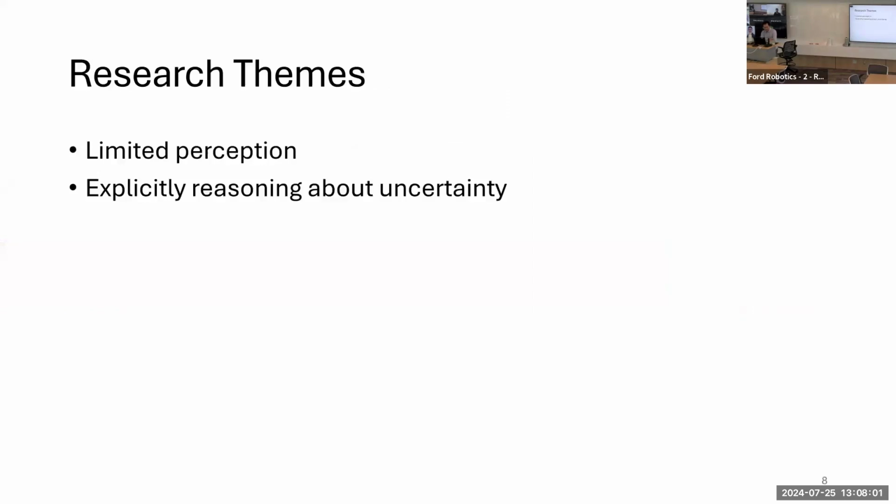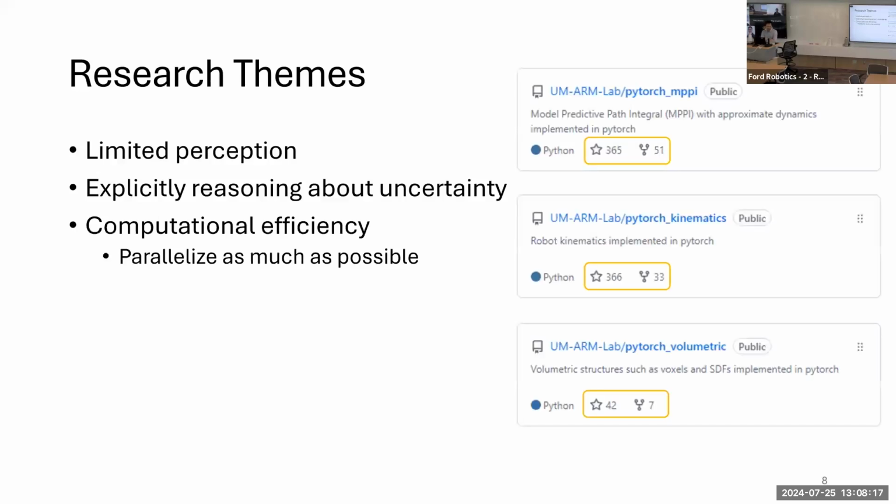The general theme of my research is dealing with limited perception and the uncertainty that arises because of it. Fully modeling uncertainty and performing inference on that model is typically computationally expensive. Thus, one of my focuses is on making the algorithms as parallelizable as possible. I've created some open source libraries that have become quite popular outside of just our lab. And since they're extensively used in my work, I'll briefly explain each one.